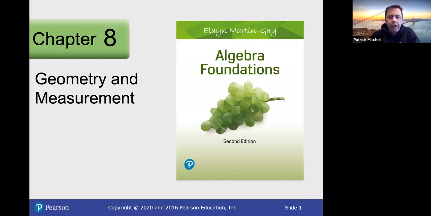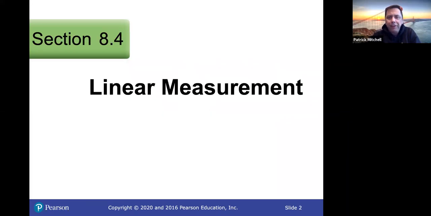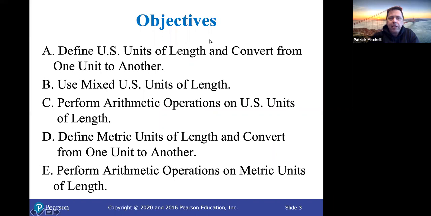We're continuing on Chapter 8, Geometry and Measurement, and today we are going to talk about linear measurement. So several objectives in this section. We're going to define US units of length and use mixed US units of length, perform arithmetic operations on US units of length, and then we're going to define metric units of length and convert from one unit to another. And finally, we're going to perform arithmetic operations on metric units of length.